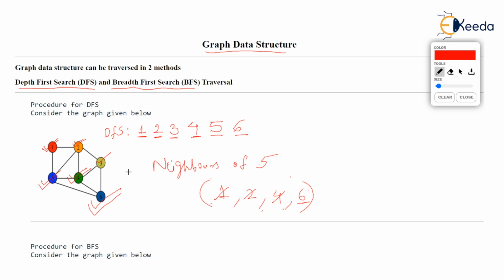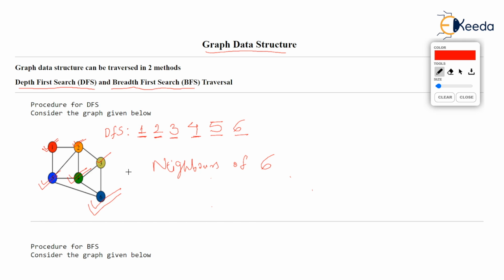Okay, now what would you do? You have just now printed 6. So the process says after printing 6, repeat the process on 6. That means you will see the neighbors of 6. As you can see, it is so easy to see in this graph. I am not even writing the neighbors of 6, but whoever are the neighbors of 6 are visited. That means you cannot jump from 6 to any other new vertex.